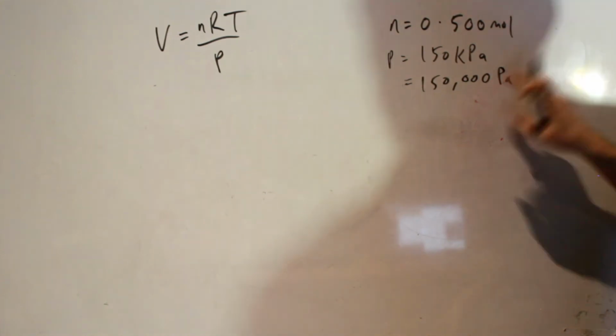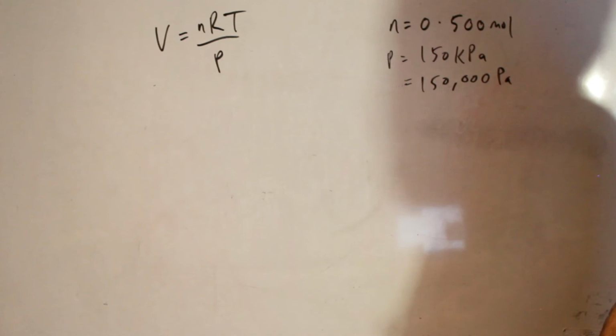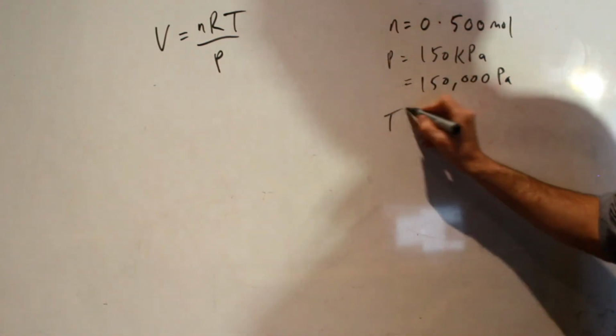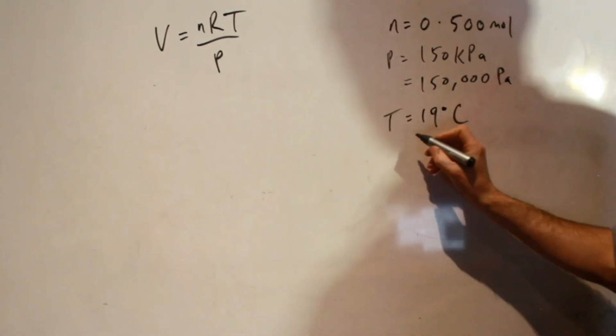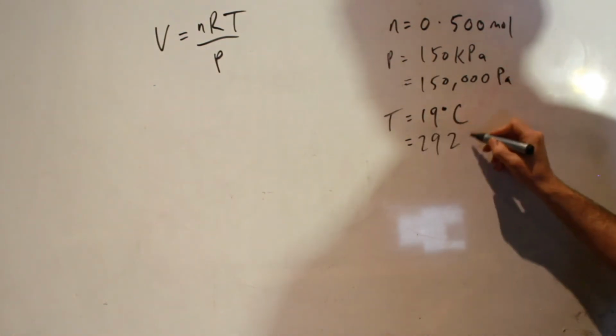Again, I'm not really going to go through how to convert units, there are lots of other videos you can find. We've also talked about it a bit earlier in the course, so I'm just assuming we know how to do that at this point. And our temperature is equal to 19 degrees Celsius. No good, we need it to be in Kelvin, so we've just got to add 273 to that, which will give us 292 K.